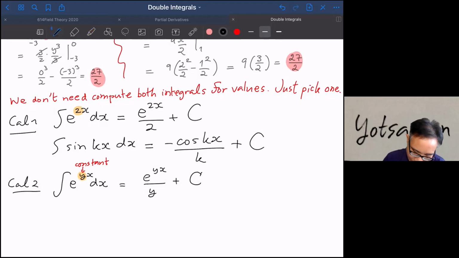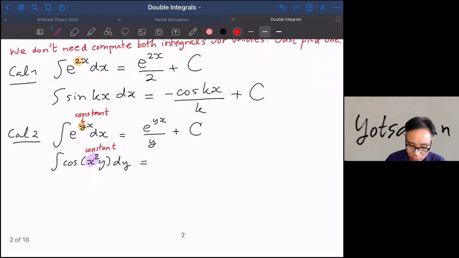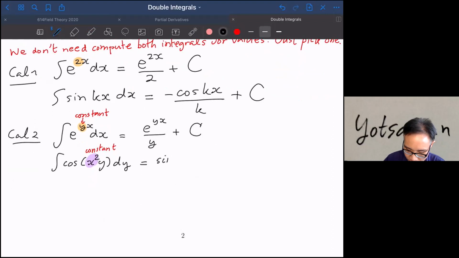Okay, let's do one more. If you'd like to integrate cos of x squared y dy, you see that for this one, the constant turns out to be your x squared. And you're going to integrate cos, and you have sine of the whole thing, x squared y. For this one, you basically use the substitution.